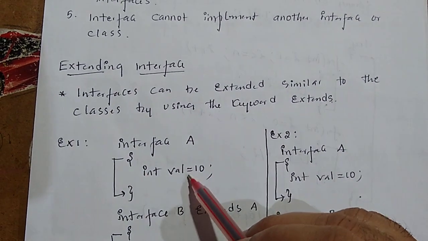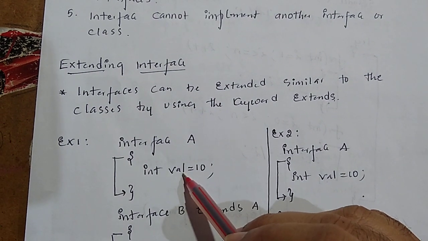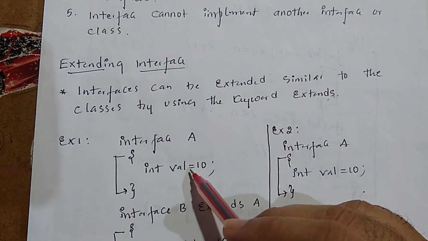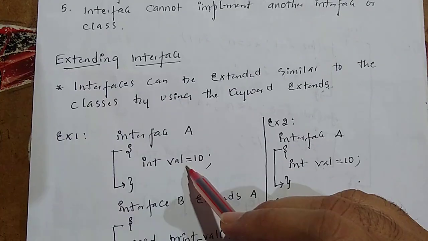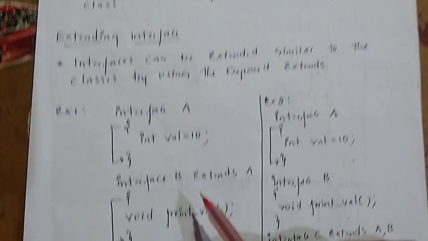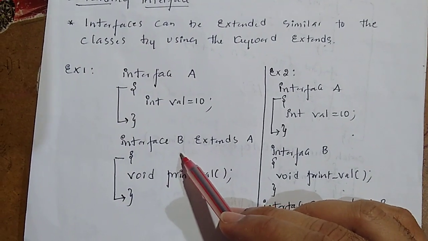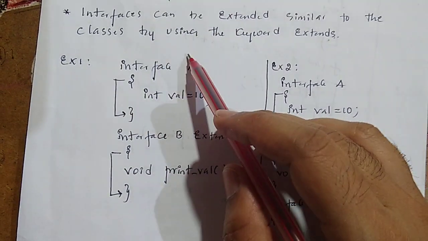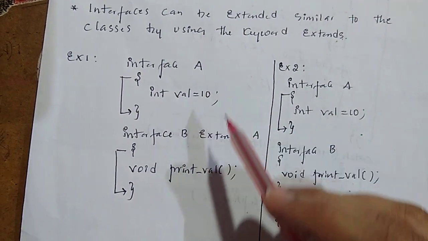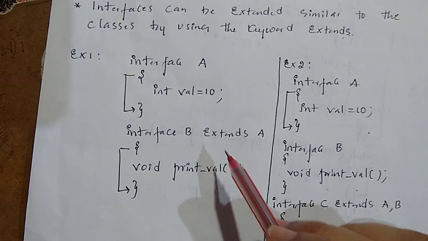I will not call this a data member. This is a variable. By default it's public, static, and final. Final means that it is similar to a constant. int value = 10. There is one more interface B. Now it is inheriting from A. Now A becomes the parent interface and B the child interface.